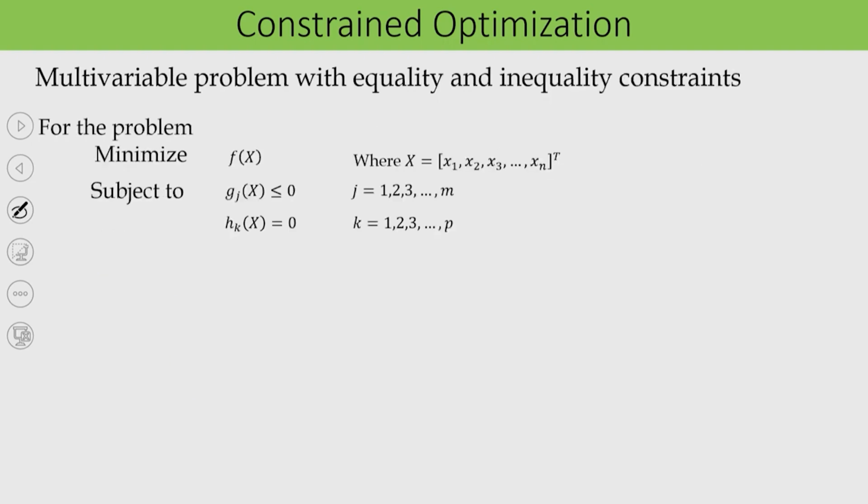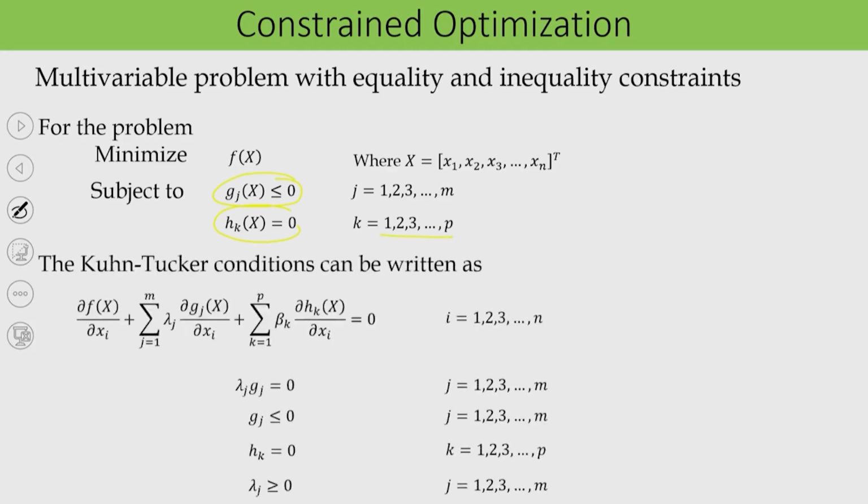Now, if you also have equality constraints, we have discussed the inequality constraints, and if you have equality constraints, suppose k equal to 1 to p, so p number of equality constraints along with the inequality constraints, in that case I can write the Kuhn-Tucker condition like this.